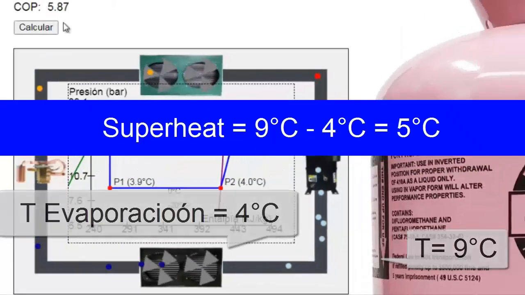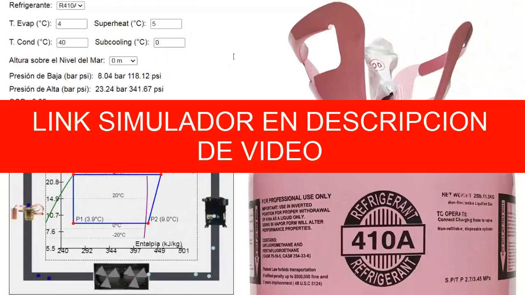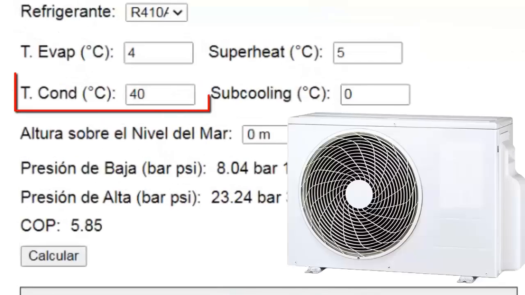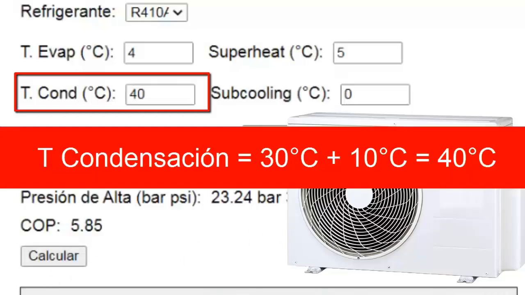5. Now let's focus on the condensation temperature within the air conditioning system. To calculate it, we will add 10 degrees Celsius to the ambient temperature outside the unit. For example, if the outdoor temperature is 30 degrees Celsius, the condensation temperature will be 40 degrees Celsius.